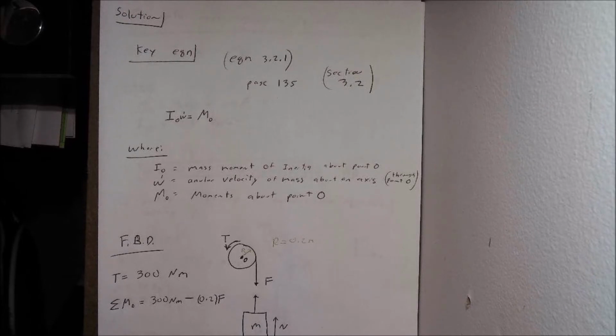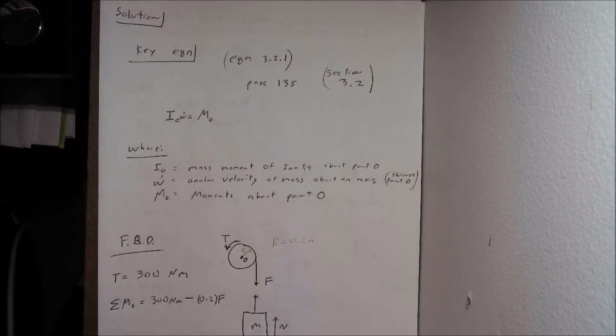So now that we have our setup page completed, we can reference back to all the given information, what they're asking us to solve for, any diagrams. The next step is to begin our solution. The first step in our solution here is to choose a key governing equation we're going to use for solving this problem. The governing equation comes from equation 3.2.1 on page 135 of the 4th edition of our textbook here in section 3.2.